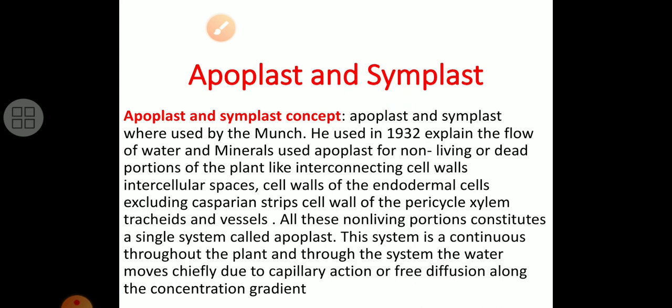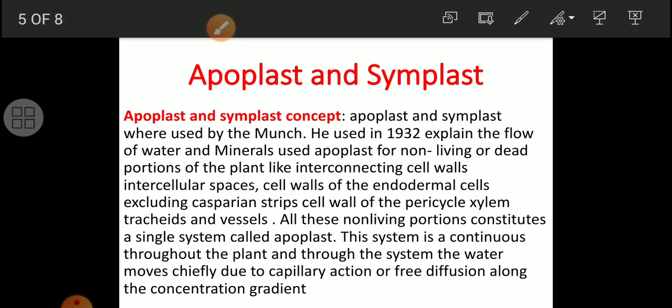Now in this lecture we also get an idea about apoplast and symplast types of water absorption. The words apoplast and symplast were used by Munch. These words were used by Munch, that is the name of the scientist, my friends. Apoplast and symplast words were used by Munch.